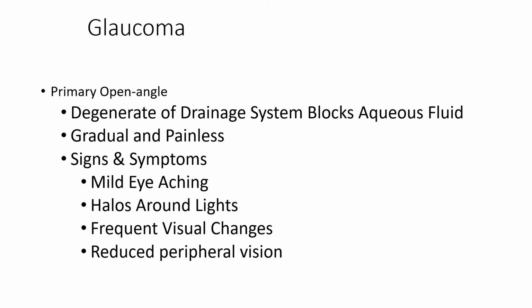The next one is called primary open angle. This is the most common, and this is a degeneration of the drainage system. So the drainage system is being blocked gradually. So this is a gradual and painless glaucoma. They can have mild eye aching. They will have halos around lights, reduced peripheral vision, frequent visual changes. And so what they're saying there is they're going to feel like they have to have their eyeglasses changed a lot, just because they don't have that frequent visual acuity. They could be asymptomatic for a while. But again, the biggest thing with glaucoma is you will start to notice that they are losing their peripheral vision.